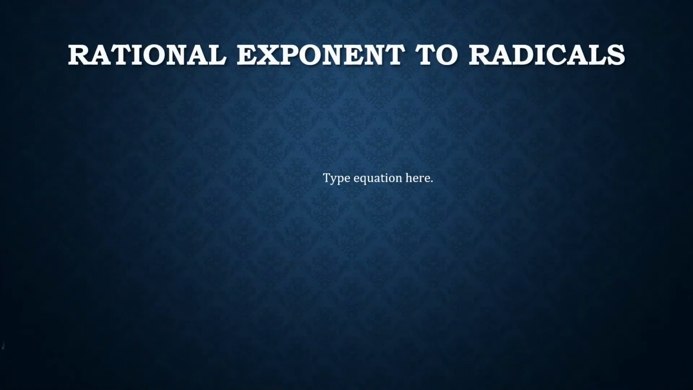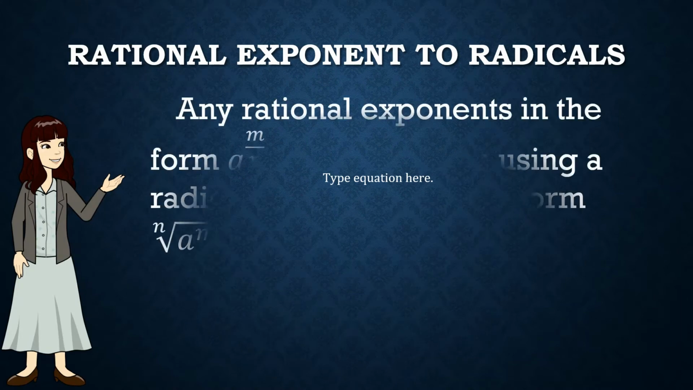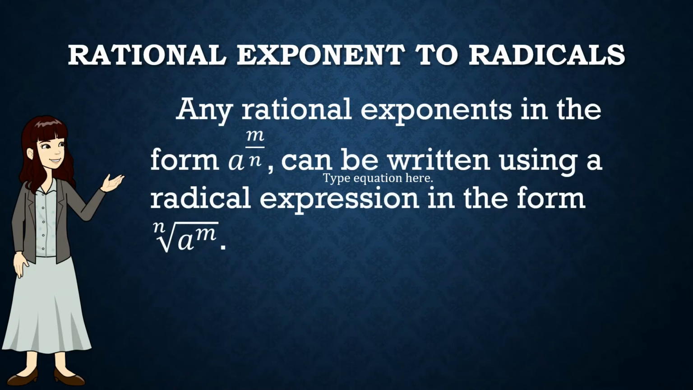Rational exponents to radicals. Any rational exponent in the form a raised to m over n can be written as a radical expression in the form of the nth root of a raised to m. Let us know what the parts of the radical are.